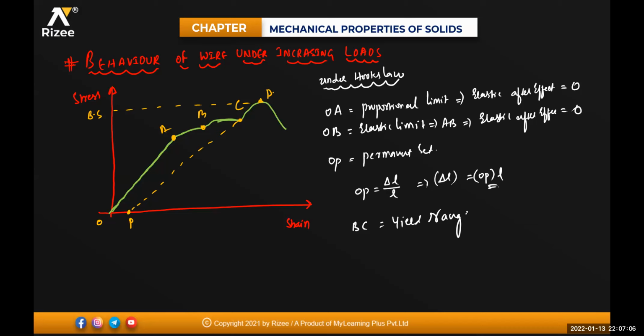OA is your proportional limit. OB is your elastic limit. OP is your permanent set. And that OP is nothing but what, beta? Change in length. And BC is known as your yielding range. That means from where the body is changing shape and will not come back to the original position. Is it clear?